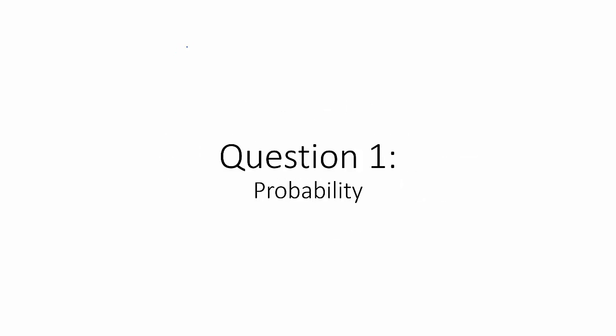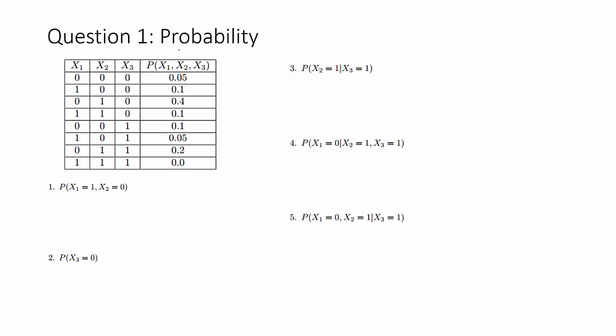Let's start with probability. In this problem, we're given a joint distribution over three random variables, x1, x2, and x3. Each of these random variables can take on two values, which are 0 and 1. We're asked to compute 5 probability values, given the values in this joint table.